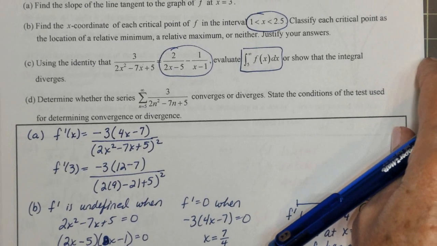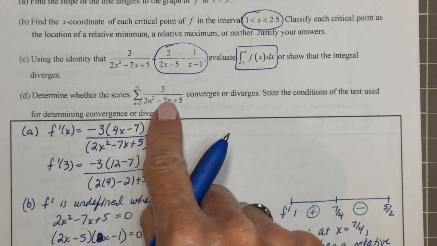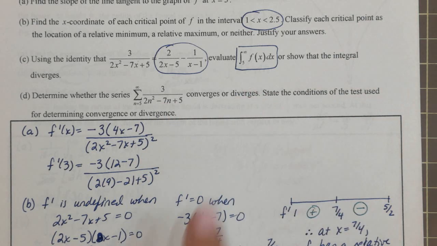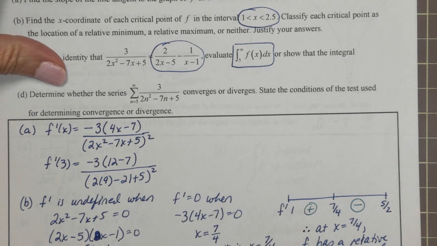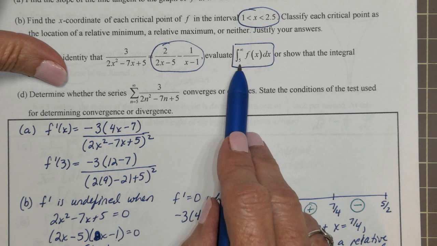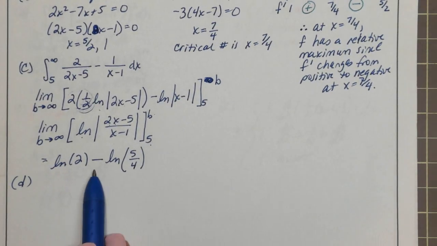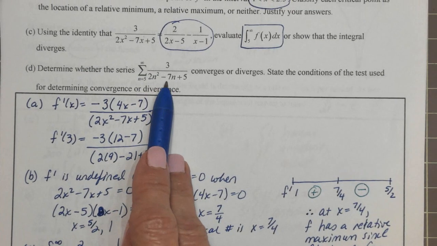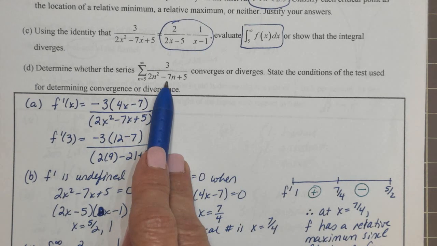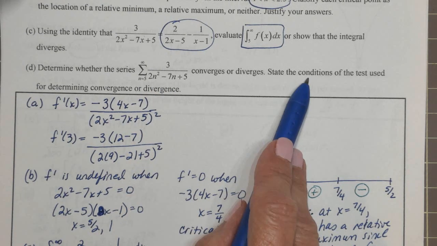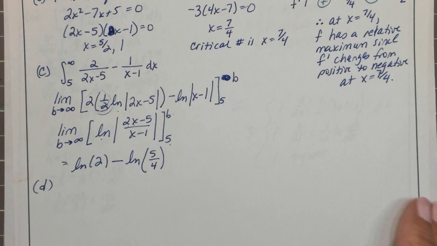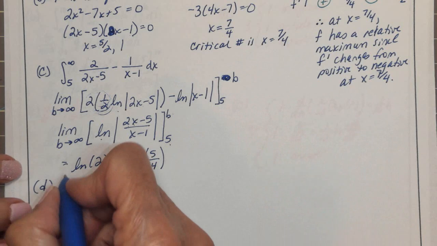All right, part D. Determine whether the series for f converges or diverges. State the conditions of the test used. Well, I just showed that the integral converged. Therefore, the series converges by integral test. I just need the conditions for the integral test, and I'm there. What are the conditions for the integral test?